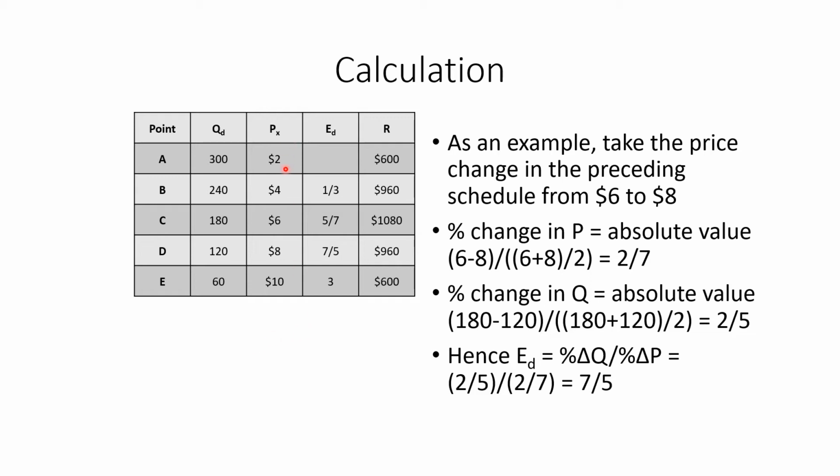And then over here, I've also calculated the revenue so that you can see our total revenue test. Revenue is price times quantity. $2 times quantity of 300 gives us $600. $4 times a quantity of 240 units gives us $960, etc. And so you notice here that we go from 1,080 down to 960, and the elasticity between these 2 points is greater than 1. And so the price increase leads to a revenue decrease. The price decrease leads to a revenue increase. That is consistent with what we just talked about with the total revenue test.